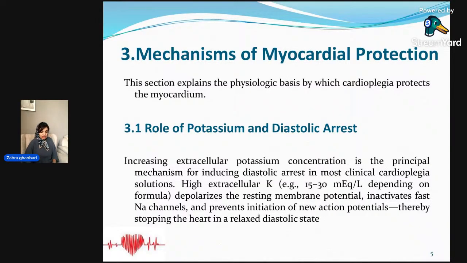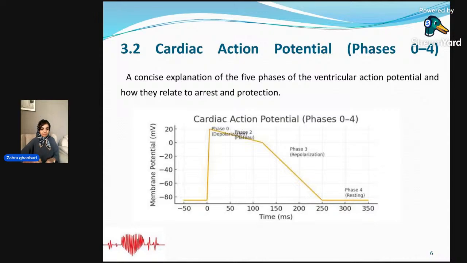I think it's good to talk a little about the action potential. Please go to the next slide. In a normal cell, the inside of the cell is negatively charged compared to the outside, usually around minus 85 to minus 90 millivolts. This state is known as the resting membrane potential and is essential for the normal function of the heart. In this slide, I want to talk about the phases of the cardiac action potential.